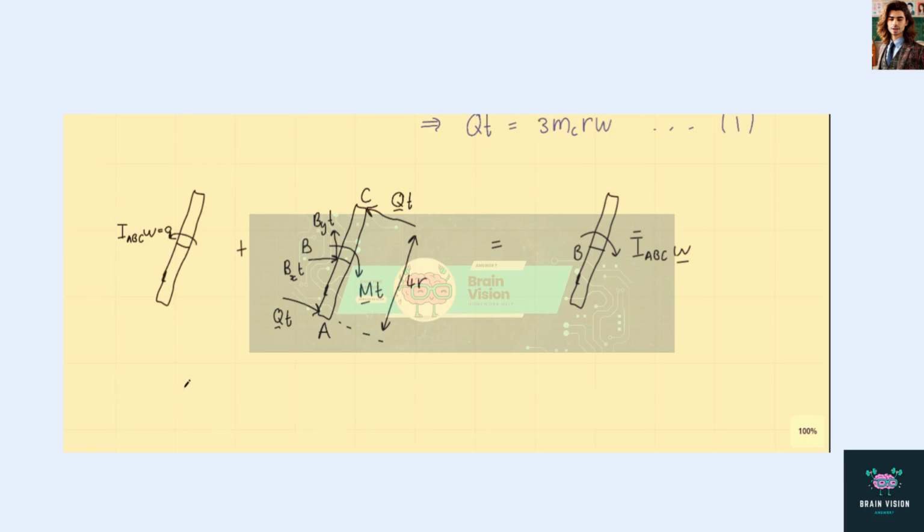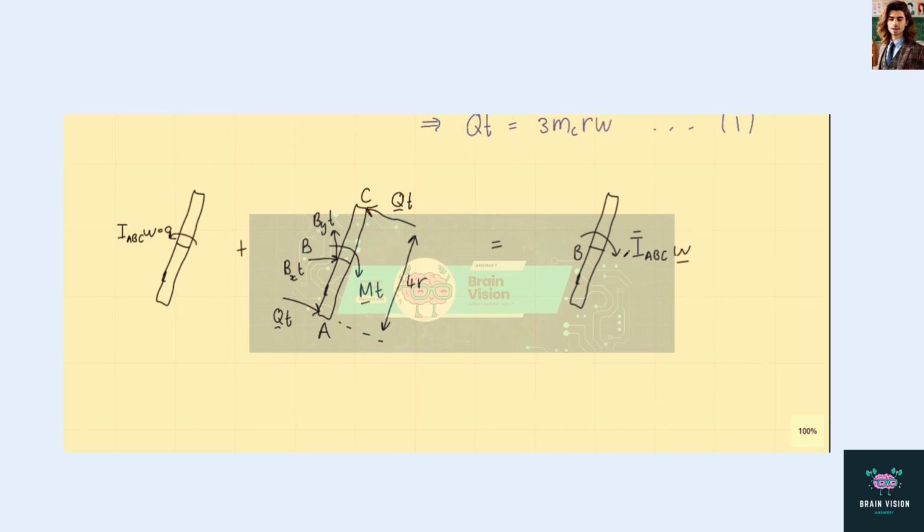Now we'll apply the principle of impulse and momentum again on the rod ABC. Initially the rod is at rest, and hence it has no linear or angular momentum, both are 0. Then after the impulse, QT acts on point A to the right and at point C to the left, and our couple M and the impulse due to the couple MT acts on the rod. We allow the rod to start moving. And so the distance between A and C, remember, is 4r.